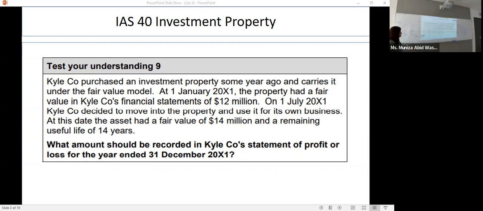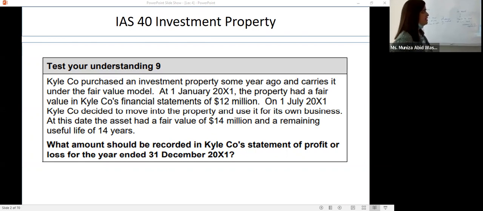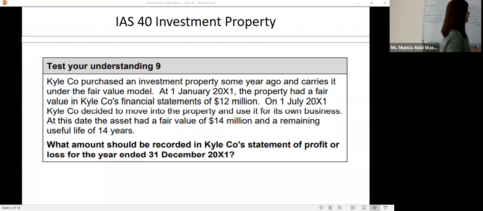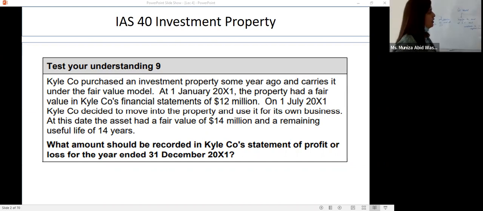Let's have a look at the question. Kyle Company purchased an investment property some years ago and carries it under the fair value model. So the investment property, IAS 40, is currently in use and under it the fair value model has been used. At 1st January 2001, at the start of the year, the property had a fair value in Kyle Company's financial statements of $12 million.